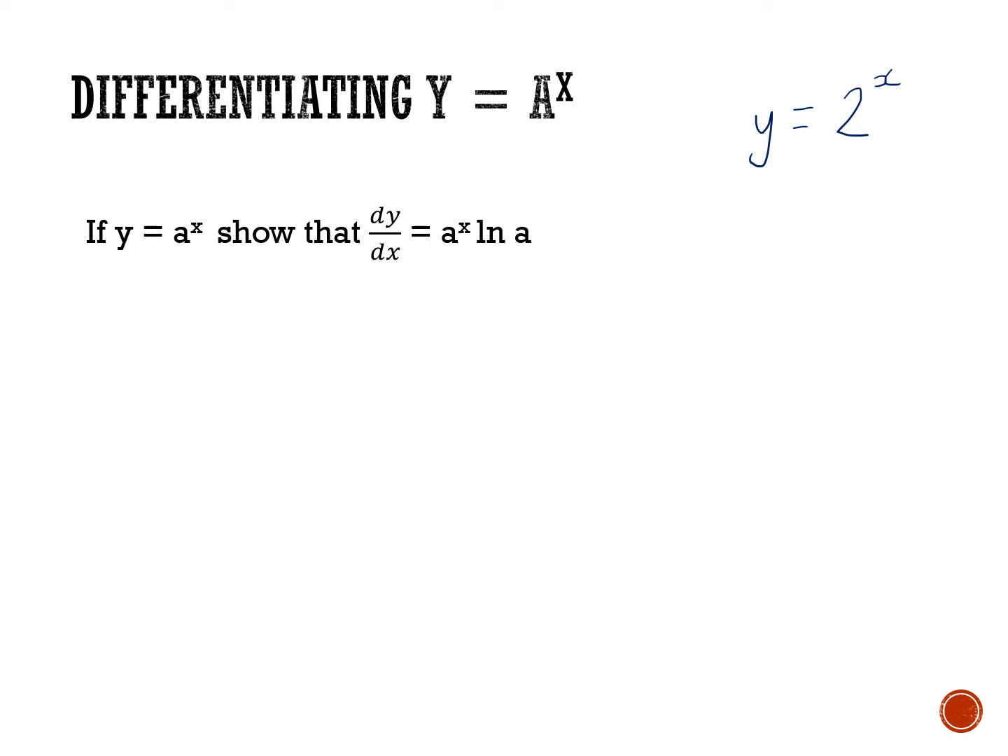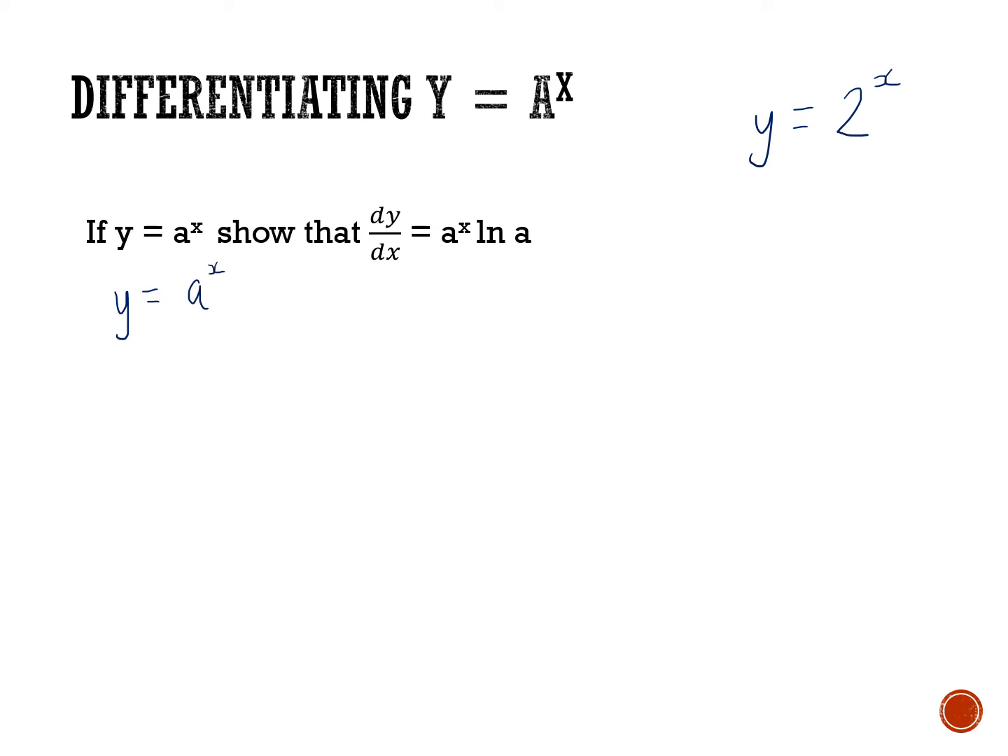This is what you'll need to remember. It's a to the x, but then we've got this extra ln a. But why is that the case? And you may well be asked to prove this. All right, so make sure you understand the steps I'm doing here. So we start with y equals a to the x.